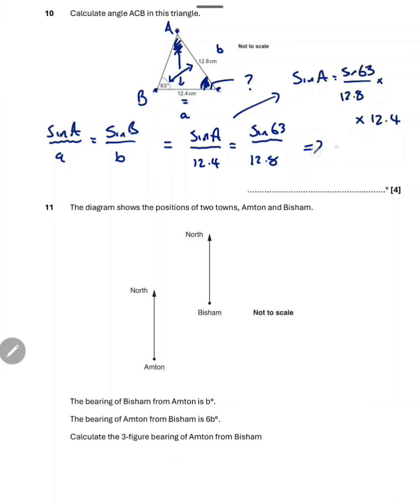Then I get 0.86, and so on. Remember, that's the sine of the angle. So I'm going to hit shift sine equals. Then my angle comes out at 59.6. Be careful. This is not the actual answer to the question. What I wanted was this angle, and what I've found is this one. So now there's one more step of working I need to do.